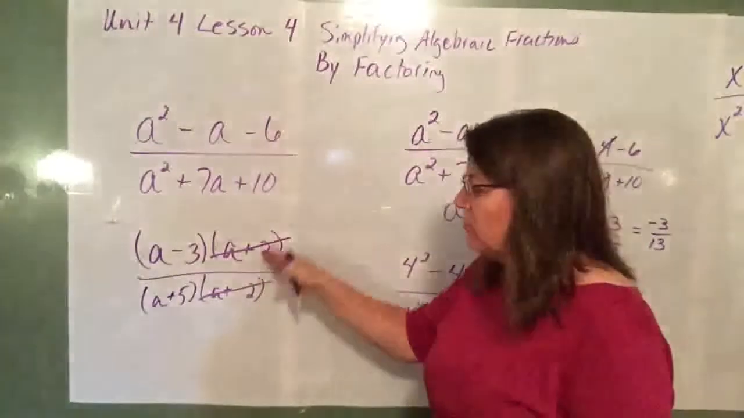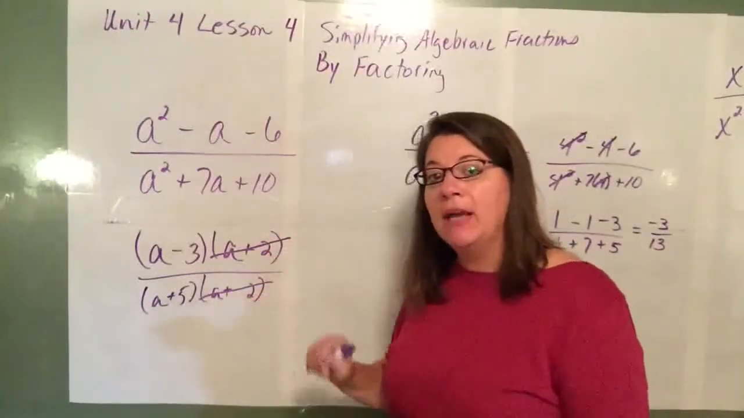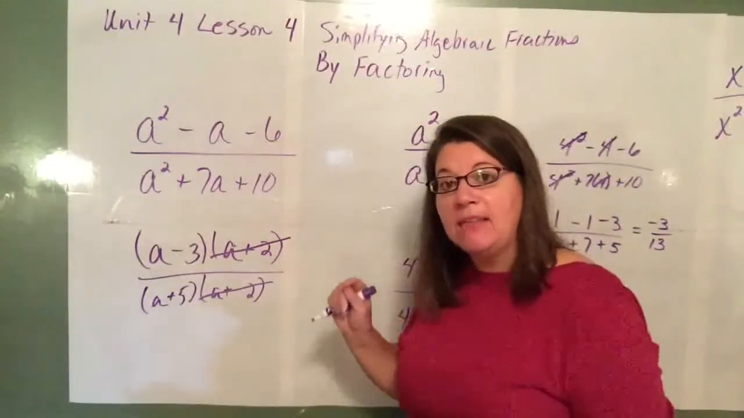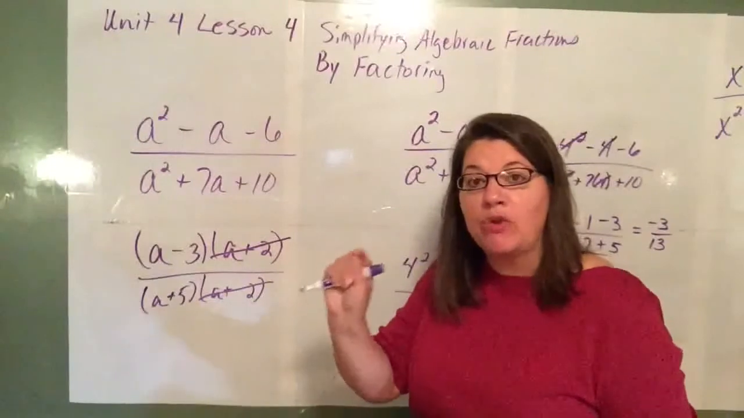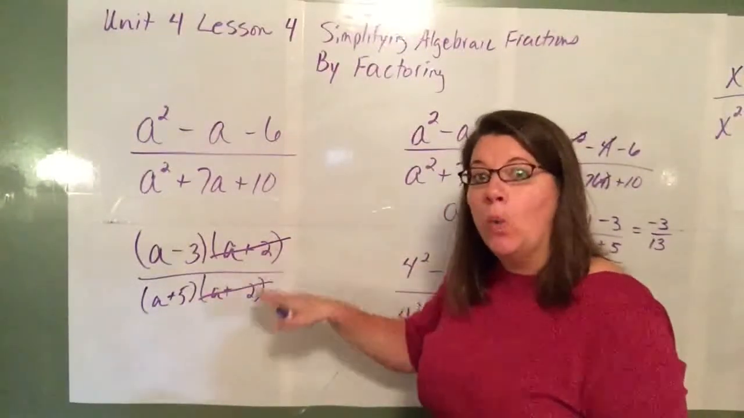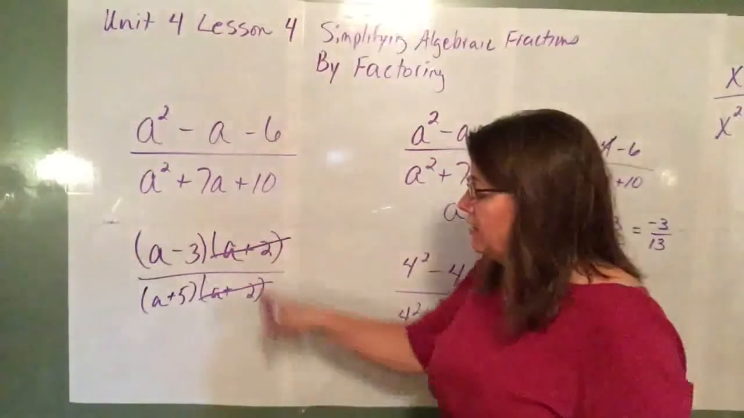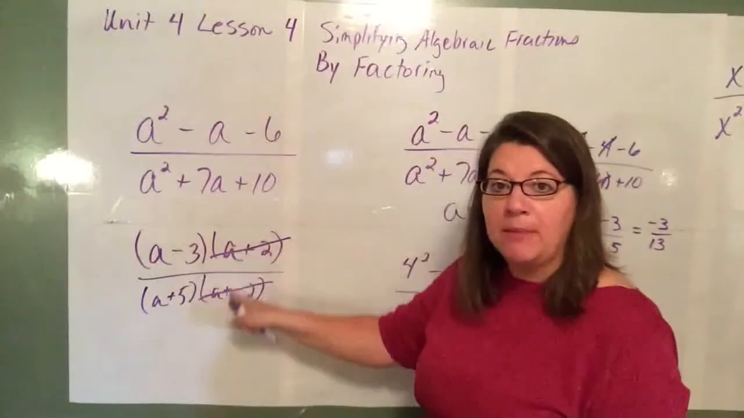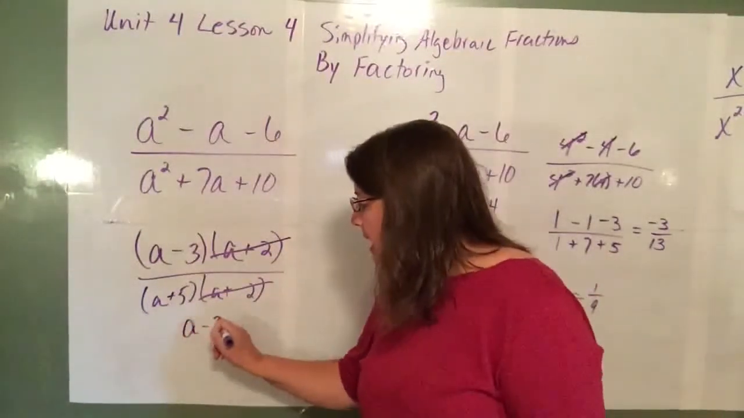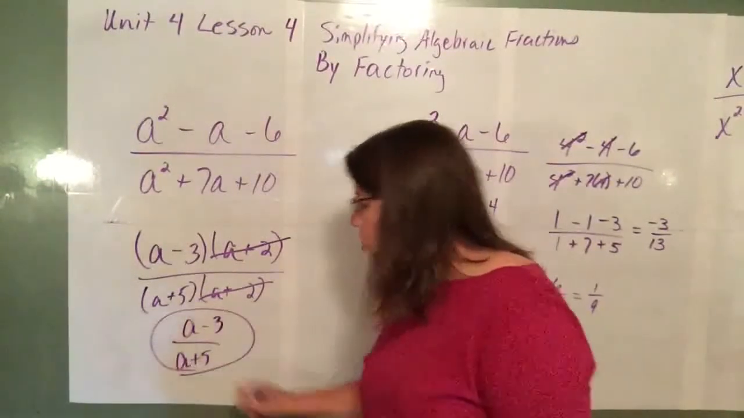So I'm allowed to cancel as long as I'm canceling from the top and the bottom. I cannot cancel 2 things that are beside each other. If I'm canceling from a numerator and a numerator, that's wrong. One of them has to come from a numerator and one of them has to come from a denominator. Okay? Once that's done, that's technically kind of like multiplying by 1. Those are gone. So my answer is a minus 3 over a plus 5. That is all I can do.